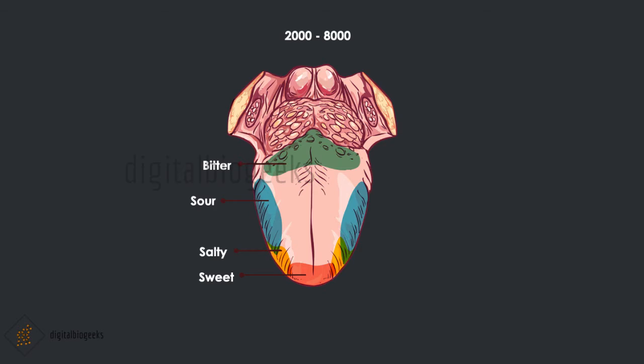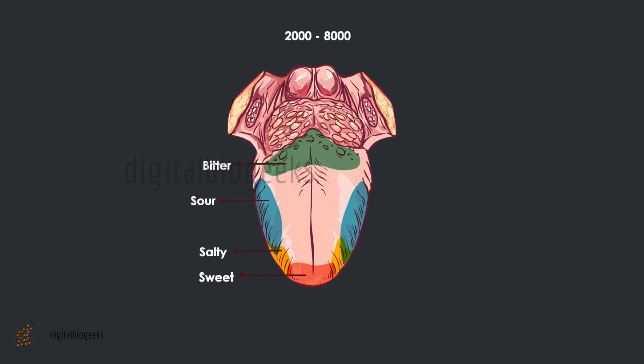Humans can taste sweet, sour, salty and bitter. The taste buds allow us to determine whether the food is safe to eat or not. The position of taste buds in the tongue is shown in the picture. The taste buds which can detect sweet are at the tip of the tongue. Just behind that, salty buds are present.